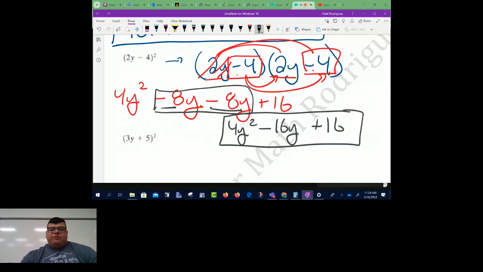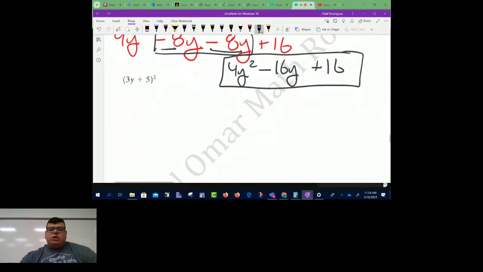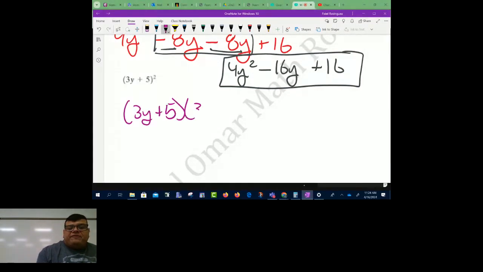All right. So y'all, this next one here, 3y plus 5 squared. Let me go ahead and write it out. So let's see. Remember, 3y plus 5 squared, y'all, means 3y plus 5. And then again, right next to it, y'all, another 3y plus 5. Okay.